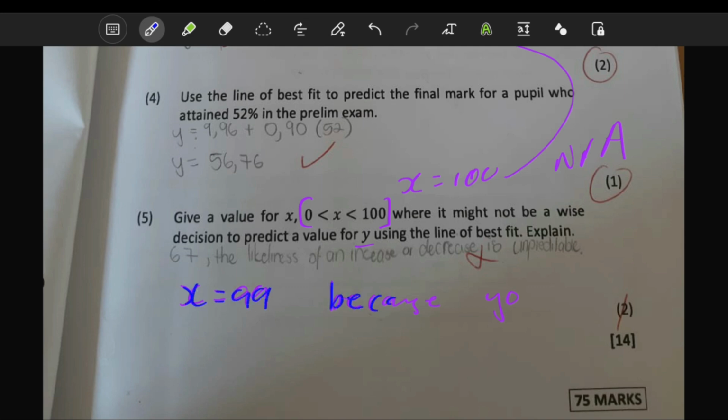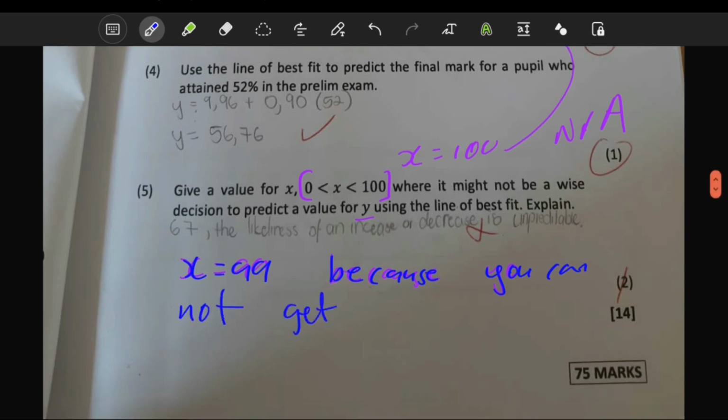So here you're just going to choose a random value close to 100 that will result in you not getting a valid answer. So I say here x is equal to 99, because you cannot get, let's throw x as 99 over there. Let's see what we get. 9.96 plus 0.90 here. Let's throw 99 over here. Let's see what we get. Because we're trying to say you cannot get that value, let's see here.